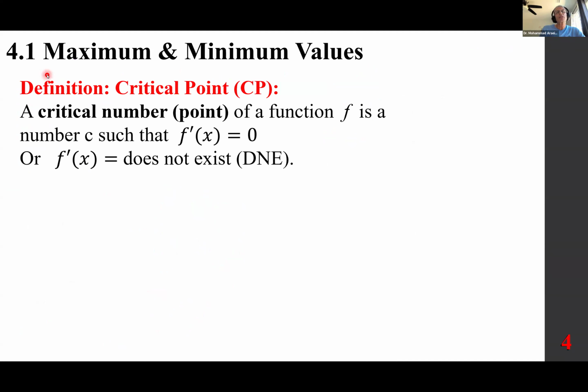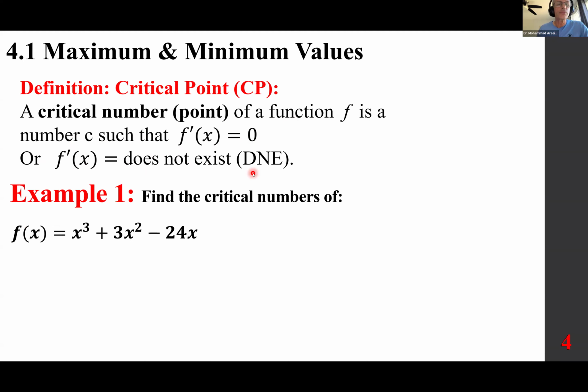And now 4.1, maximum and minimum values. Definition: critical point, CP. A critical number of a function f is a number c such that f prime of x is 0 or f prime of x does not exist, DNE.